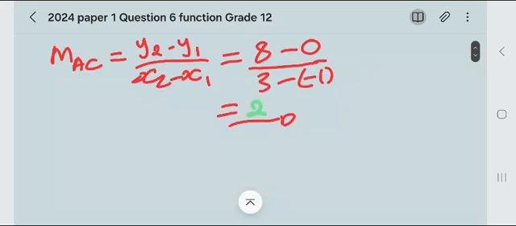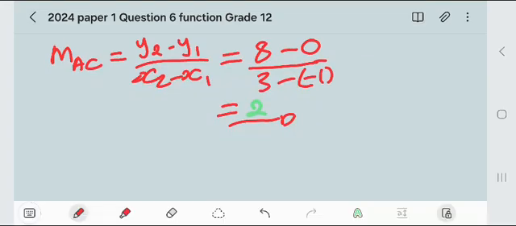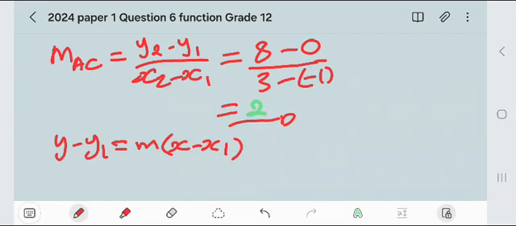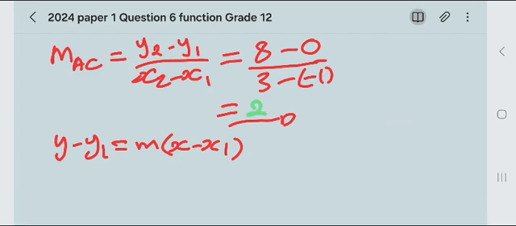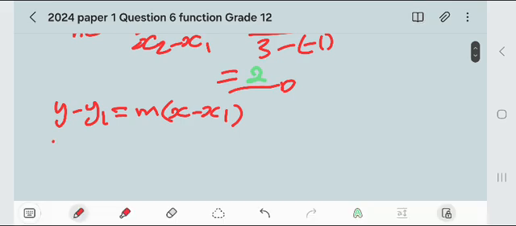So we have the gradient. We can use a straight line formula. You know, y minus y1 is equal to m into x minus x1, or you can use y is equal to mx plus c. It's one and the same thing. Remember here it's y1. It's up to you which coordinate you want to use.